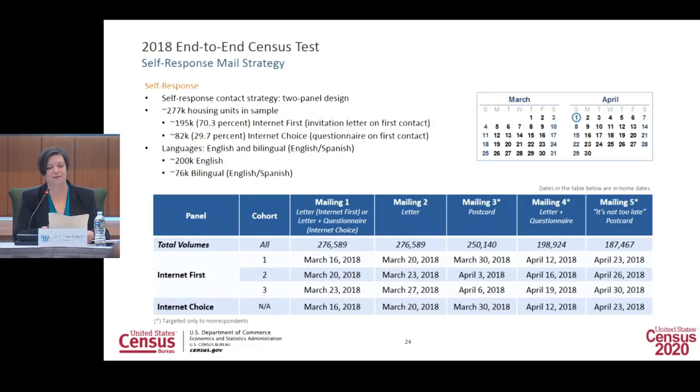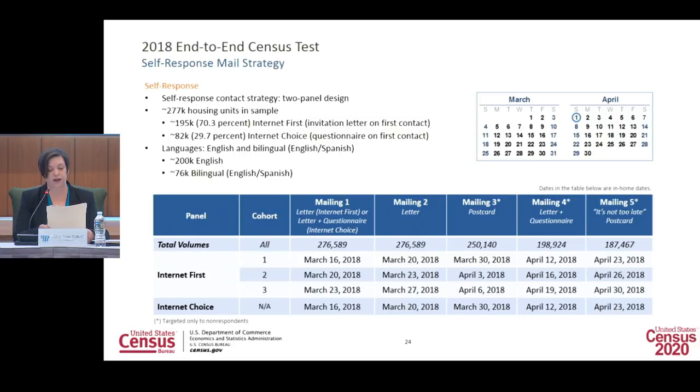This slide will likely look familiar to many of you. It shows the basics of the mail strategy and sample characteristics of the 2018 end-to-end census test. The 2018 end-to-end census test was conducted in Providence County, Rhode Island, and the self-response universe included nearly 280,000 housing units. Each housing unit was assigned to one of two panels.